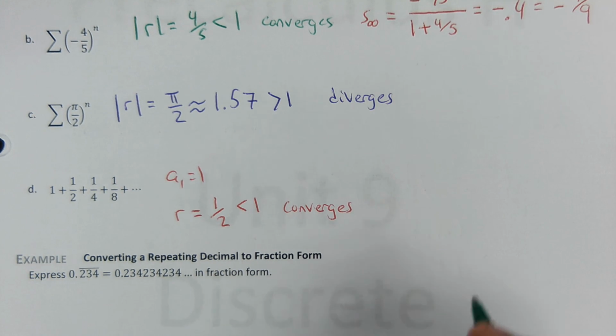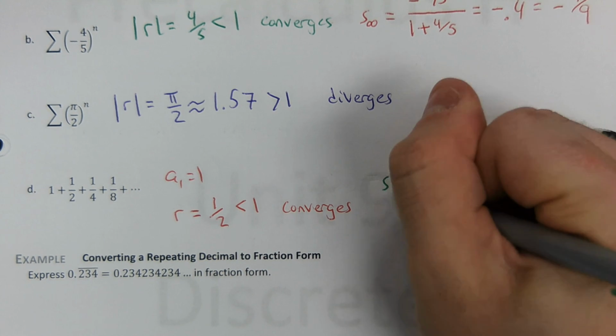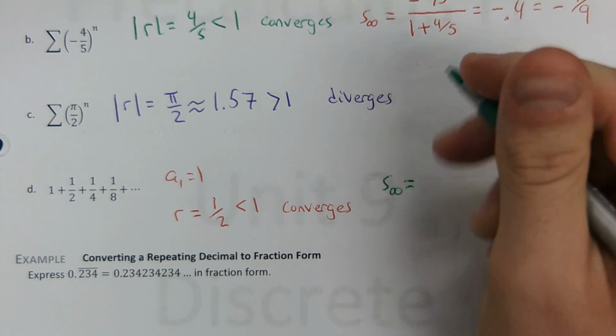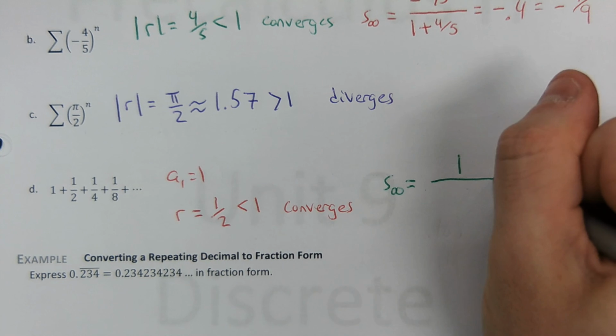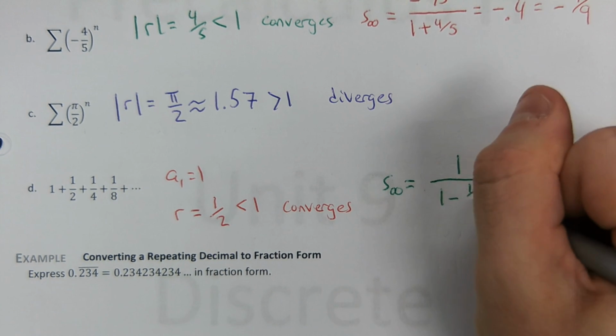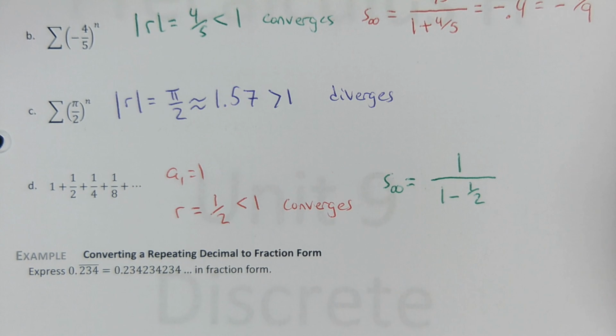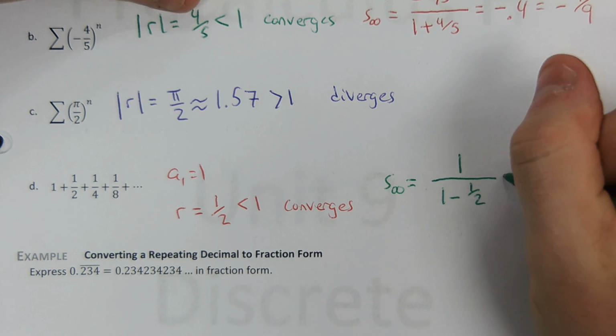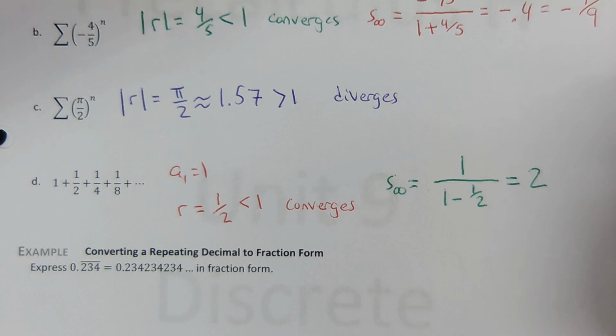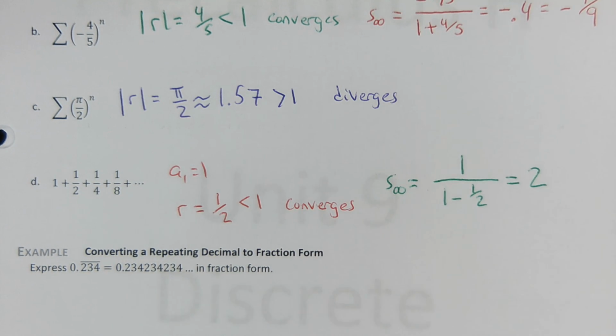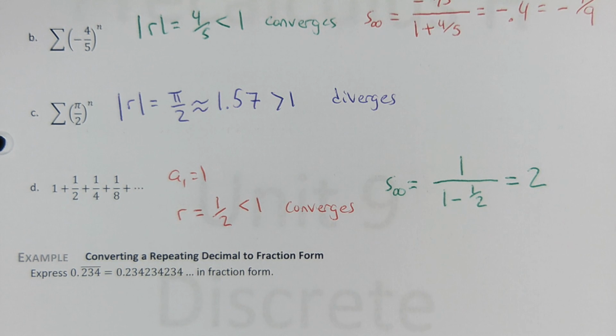Let's see where it converges to. S sub infinity is first term divided by 1 minus 1/2. Well, 1 minus 1/2 is 1/2. And 1 divided by 1/2 is 2. Woo! Look at that. Interesting. We're going to stop it there because that's where I stopped it with first period.